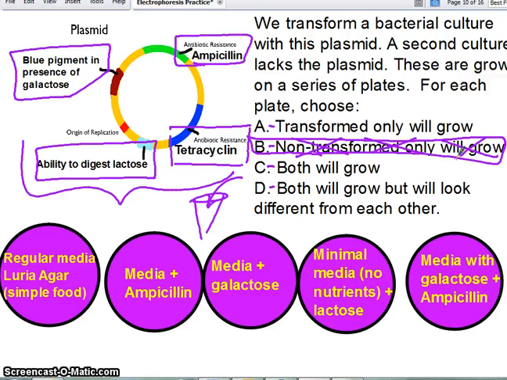Okay, regular media. Media means what they're grown on. Regular media, which we use Luria agar, we called it LB for Luria broth. That's just a simple food. Therefore, there's nothing screening it. Anything can grow. So that's C.